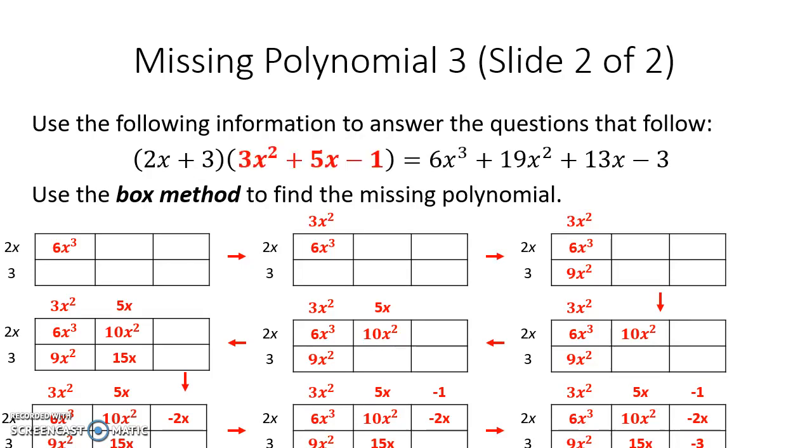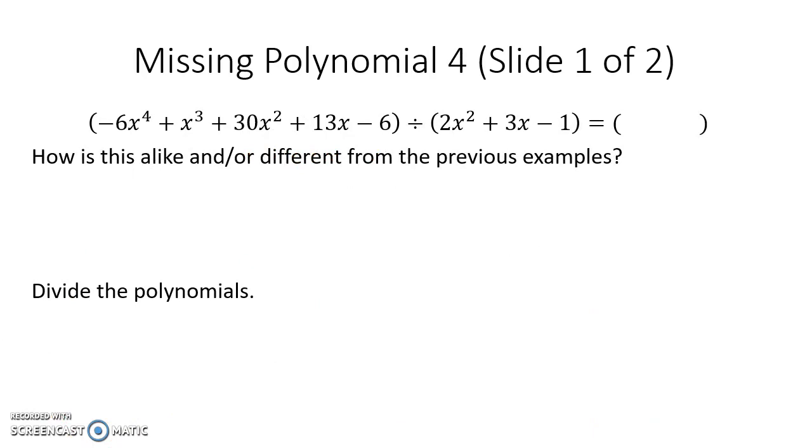So our final missing polynomial is 3x squared plus 5x minus 1. Okay, let's look at this one. How is this alike and/or different from the previous examples? You may see, okay, this is a division, but I'm going to argue that this is exactly the same as what we had before.